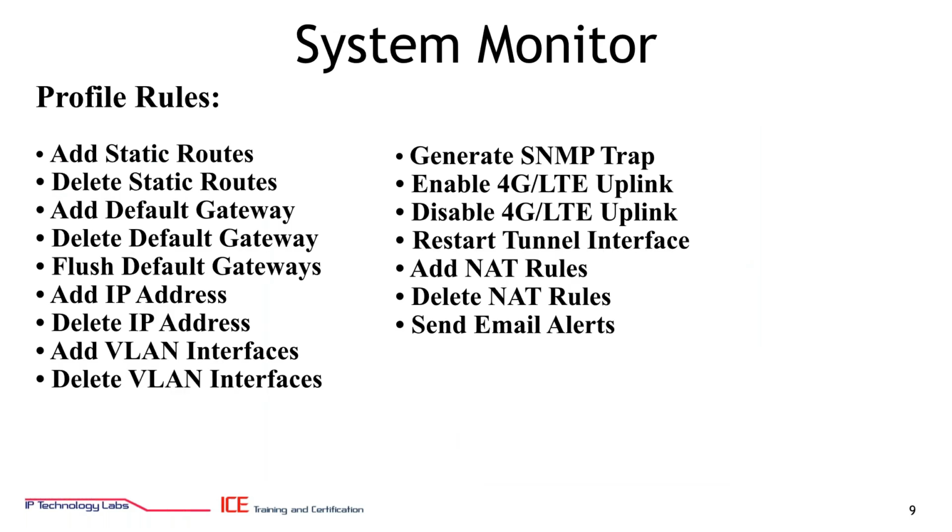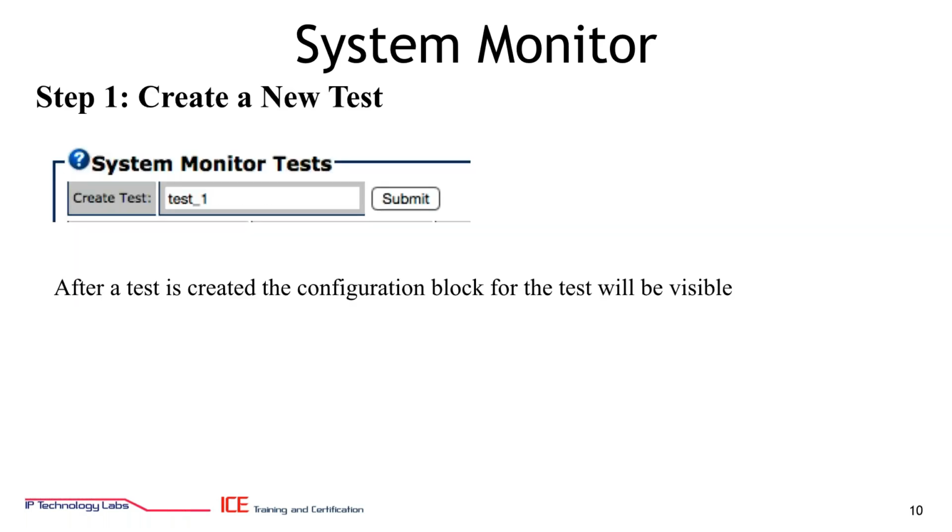The rules, we are constantly adding more and more rules. This is the example set from when we defined this document. So I can add or delete static routes. I can change the default gateway on the device. I can flush all the gateways, add IP addresses, add or delete VLANs, generate SNMP trap. It's a lot of different things that you can do when you set up the system monitor.